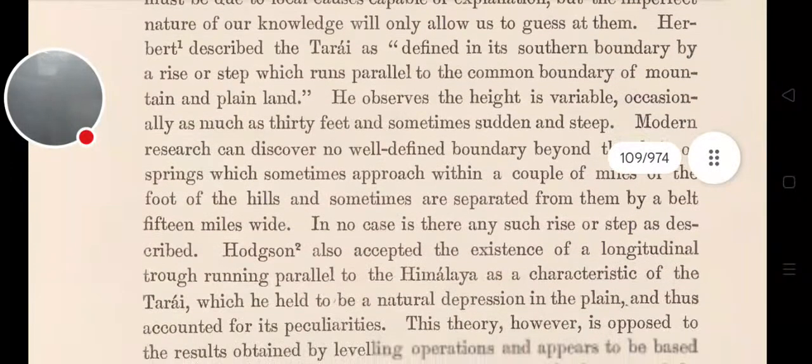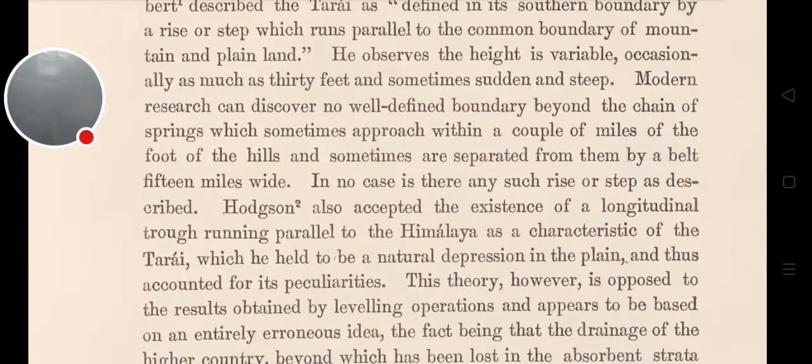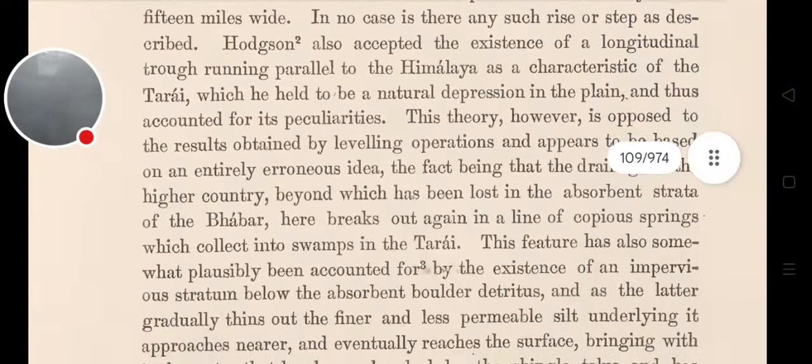Herbert described the Tarai as defined in its southern boundary by a rise or step which runs parallel to the common boundary of mountain and plain land. He observes the height is variable, occasionally as much as 30 feet and sometimes sudden and steep. Modern research can discover no well-defined boundary beyond the chain of springs which sometimes approach within a couple of miles of the foot of the hills and sometimes are separated from them by a belt 15 miles wide. In no case is there any such rise or step as described.